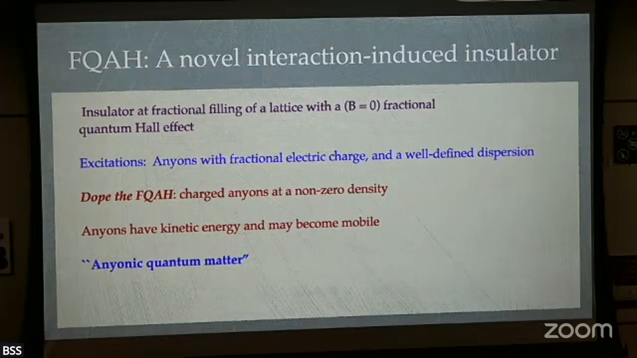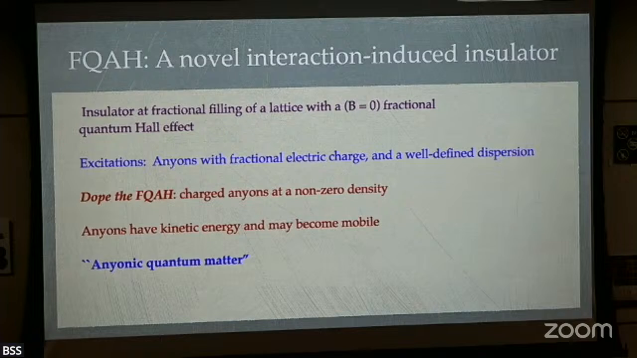Adding an anyon costs quite some energy, but when I dope, I'm tuning a chemical potential, and I'm forcing the system to have a finite deviation of the charge density from 2/3. Now I have finite charge density, and it may well be carried by the first excitations that carry the charge, which may well be anyons. You would expect them to be anyons.